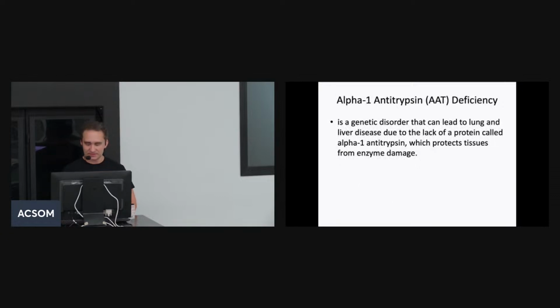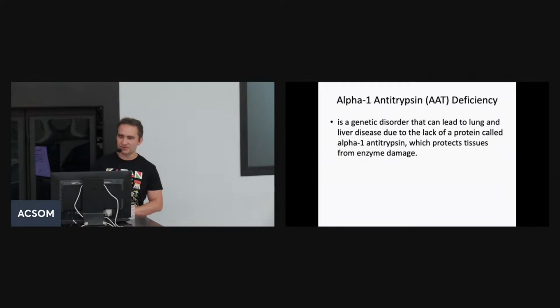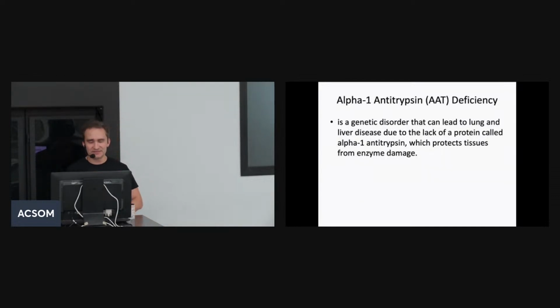So, a few words about alpha-1 antitrypsin deficiency. It's a genetic disorder that can lead to lung and liver disease due to the lack of a protein called alpha-1 antitrypsin, which protects tissue from enzyme damage.